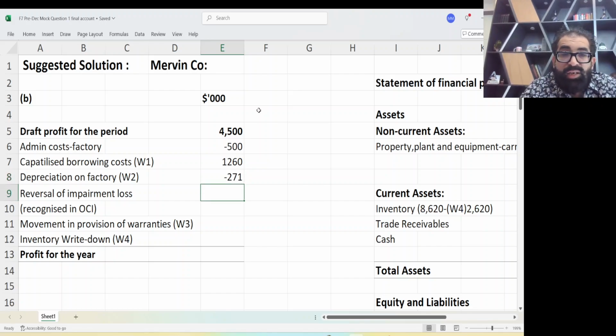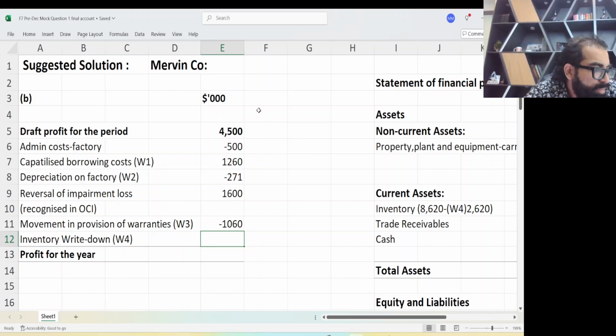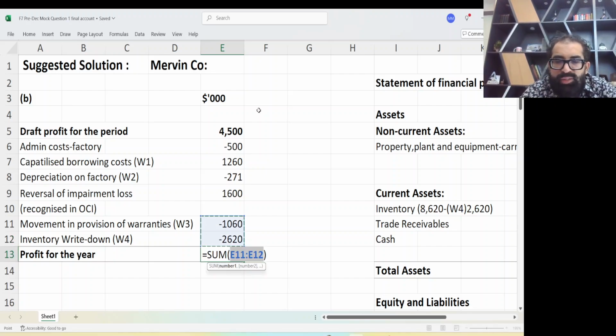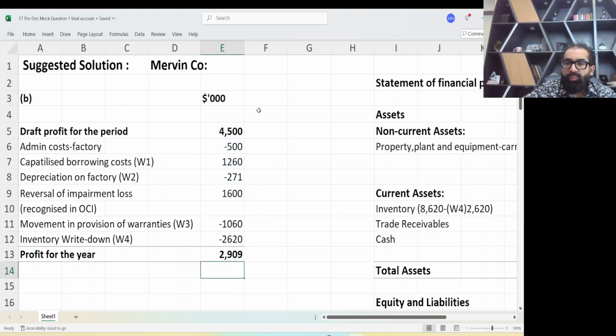Depreciation was 271 if I'm not wrong. Yes. Then reversal of impairment loss, remember reversal of impairment loss of 1600. They booked an extra expense of 1600. Then movement in provision was 1060. We just did 1060. Then finally write down of inventories 2620. Okay, let's calculate the revised profit. So that's the 8 marks requirement done.